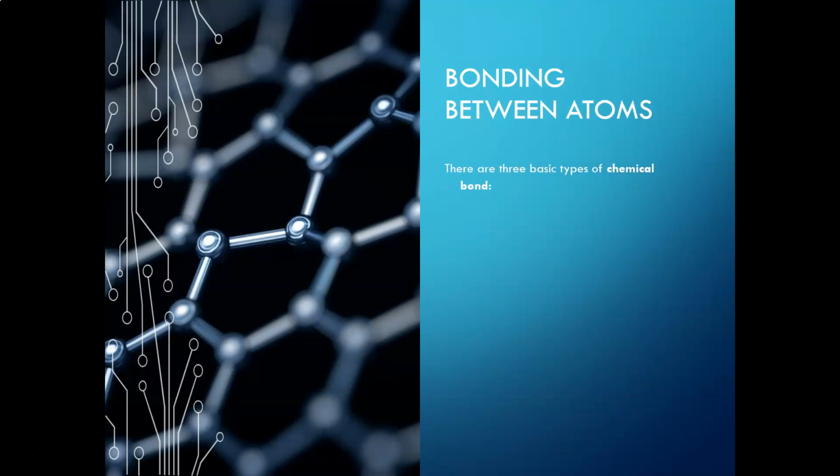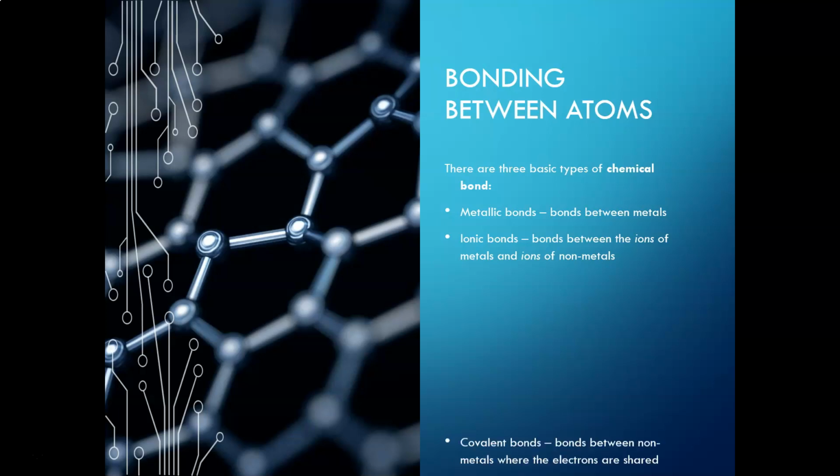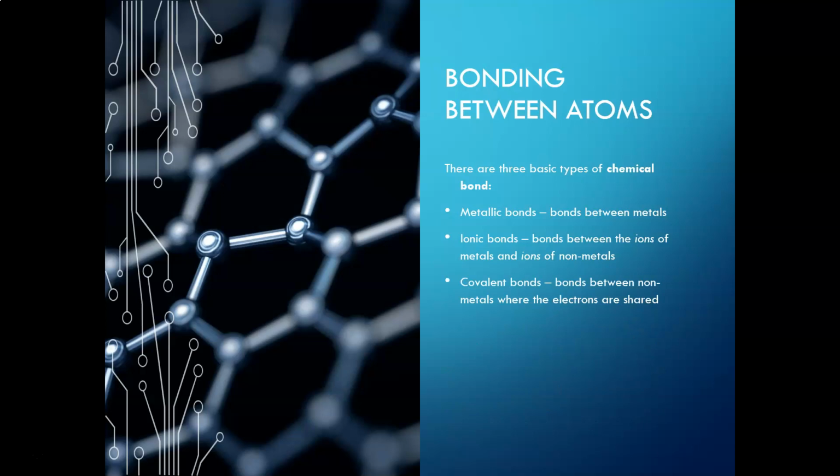Okay, so we've already mentioned in the first video that there are three different types of chemical bond that can occur between atoms. We've got the metallic bond, which is between metals, and we looked at that in our last video. We've got our ionic bonds, and these bonds are between the ions of metals and the ions of non-metals. So we did start mentioning ions, but we're going to look into that further in this video. And our third type of bond is our covalent bond, and these are between non-metals where they share their electrons, and that we'll look into in our next video.